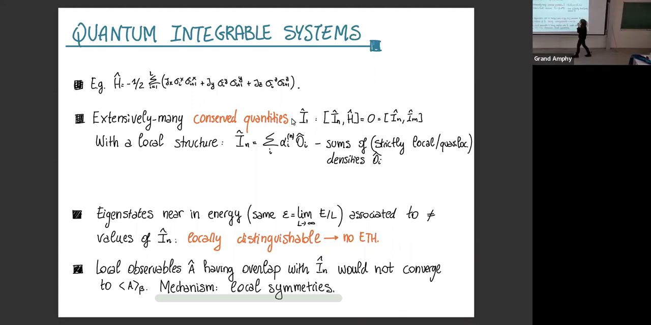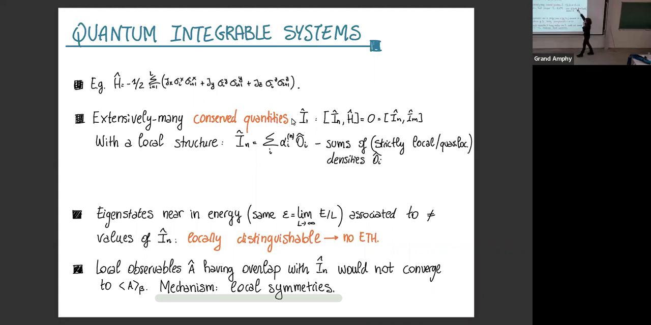Symmetries means that you have operators, so this should be I_n, which are conserved, meaning that they commute with the Hamiltonian. So if you start from an initial condition, which is also an eigenstate of one of these operators, so which is associated to one particular quantum number in the spectrum of the operator, you know that this quantum number will be preserved by unitary dynamics. And these operators are many, so extensively many. They are at least as many as the degrees of freedom that you have in your system.